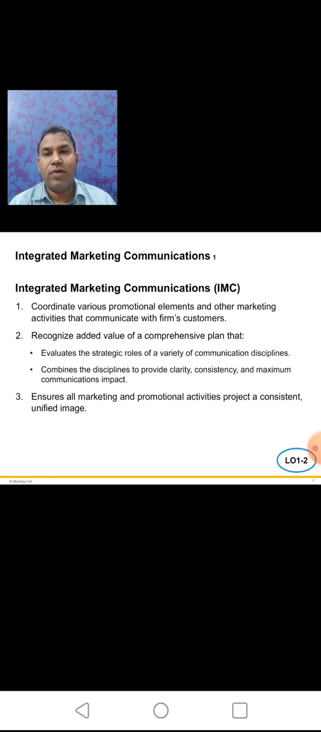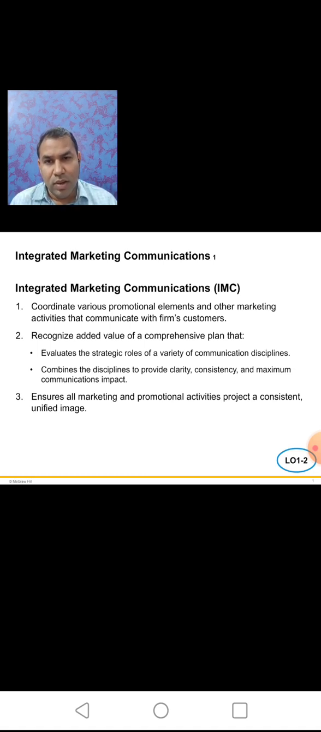We can understand here that the author of the PPT is using the word coordinate. Coordinate means here different marketing tools that are there, for example advertisement, public relations, publicity, personal selling, and sales promotion. So all these tools are synced in such a way that the customer gets a similar kind of communication, a synergy, and that leads to a better outcome.